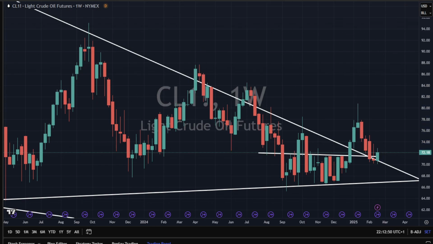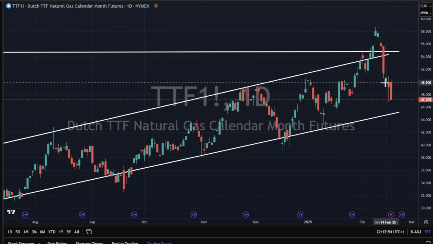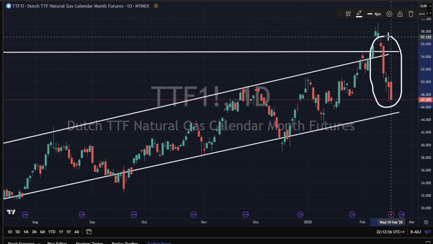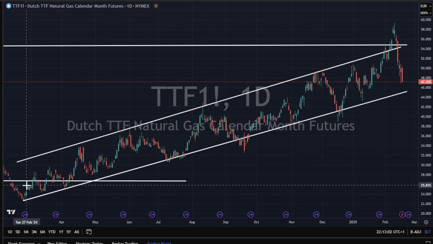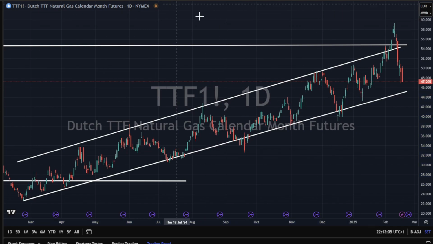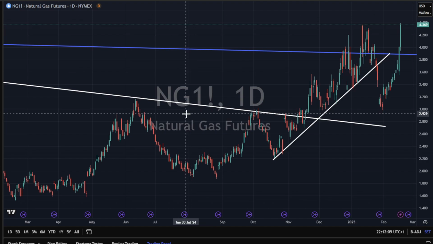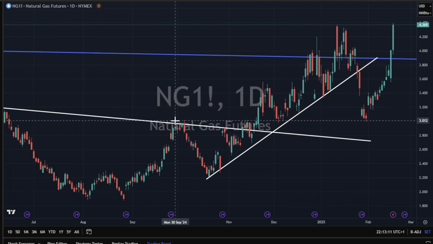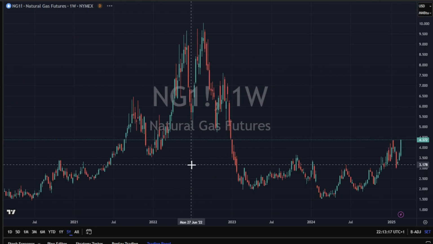So this looks good to try to work its way on up, and we'll see if it can do that. TTF gas down 4%, and we're in this big pattern. We are getting a little bit more selling pressure here over the past week or so of trading. We're back in this upward channel. Natural gas in America absolutely doing the opposite of TTF gas. Up 9% today. We are breaking through this downtrend line to the upside.